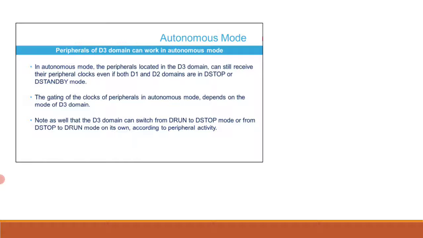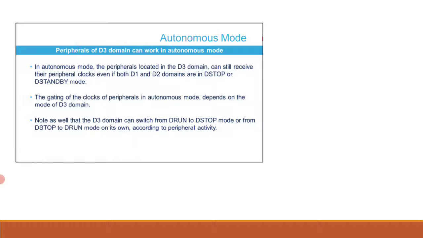The autonomous mode does not prevent the D3 domain from entering D-stop or D-standby mode. The D3 domain is able to switch alternately from DRun to D-stop mode and then from D-stop to DRun mode according to the peripheral activity. For example, if the system is expecting messages via I2C, the complete system can be put in stop mode.